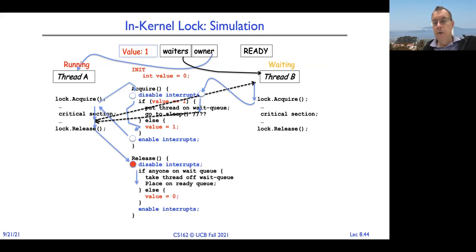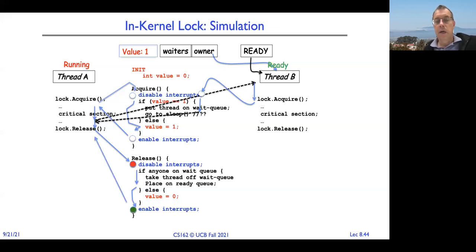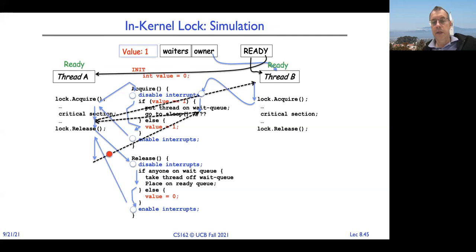And now, is anyone waiting on the waiting queue? Yes, it's thread B, right? So thread B is moved from the waiting queue to the ready queue. And now you enable the interrupts. You are done. Thread B is ready to execute. And then next time you are going to execute thread B. Okay, and thread B executes, acquires the lock, and continues and enters the critical section. Okay.